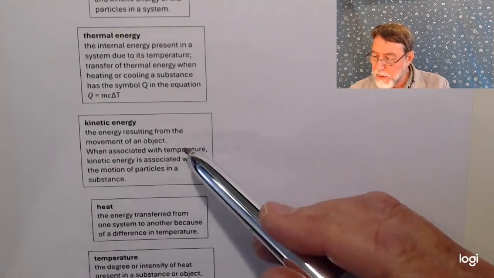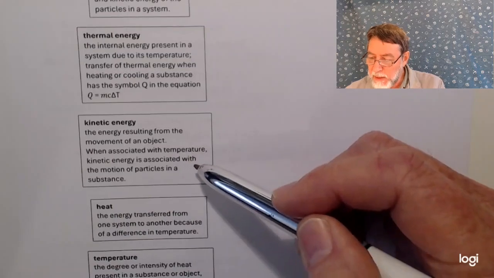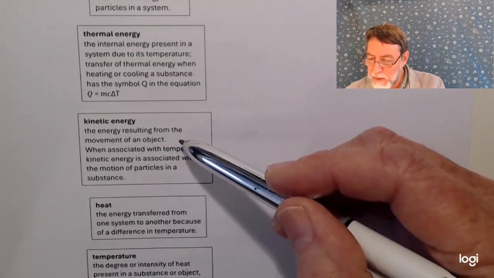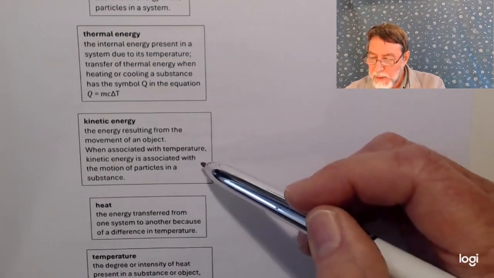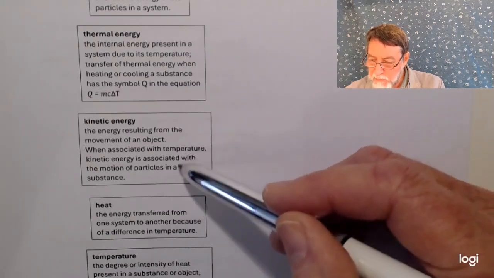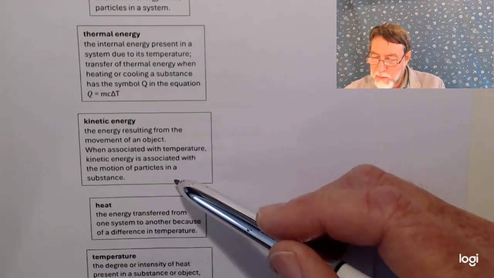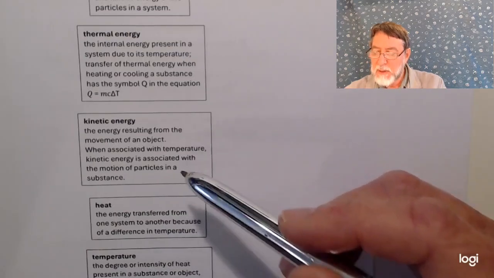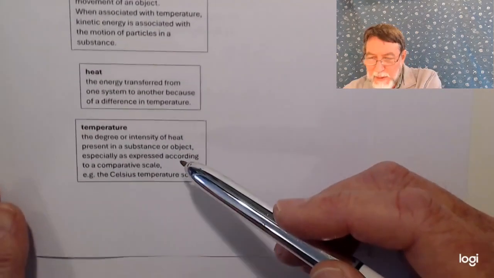We talked a lot, I'm going down to number 3 here, kinetic energy, which of course is about the energy of movement, but in particular when we're talking heat transfer, it's about the motion of the particles in the substance. So we've already talked about that.